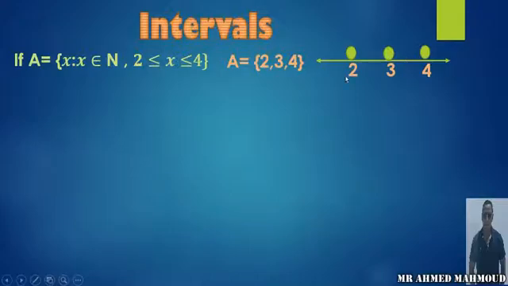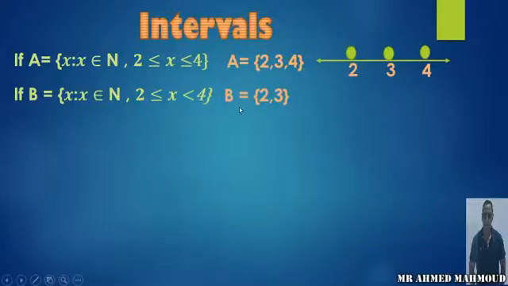Let's take another example. If we have another set called B, this set includes elements called X. X here belongs to N also, and X is greater than or equal to 2, that means 2 is included, and smaller than 4, that means 4 is not included. Now we have 2 and 3 only, because 4 is not included inside the set B. If we want to represent this set on the number line, we write 2 and put a shaded circle above it, and 3 and a shaded circle above 3, but at 4 we don't include any number.